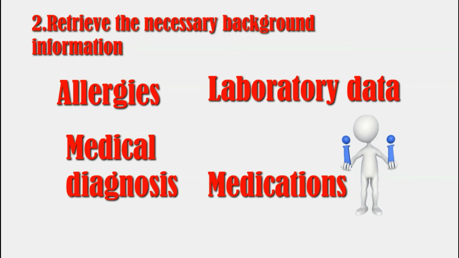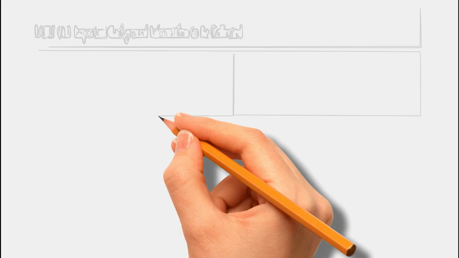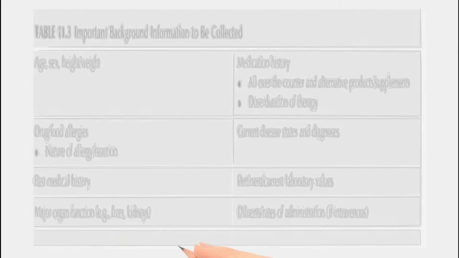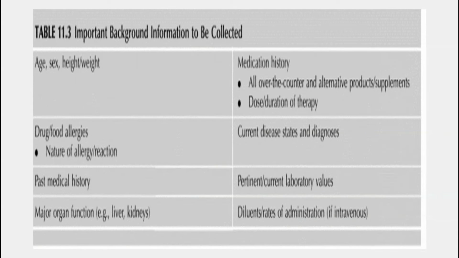So let us have examples of important background informations to be collected. Drawing lang yan, okay? So we have there your table 11.3. So makikita nyo dyan, the age, the sex, the height, weight, we need to get those information. Drug or food allergies, nabanggit ko na kanina. Past medical history, major organ function, like there are drugs that needs to assess the liver function first before giving the drugs. Meron mga ganon, the kidneys, yan. And current disease states and diagnosis, and andyan na po sa image na nakikita nyo dyan.